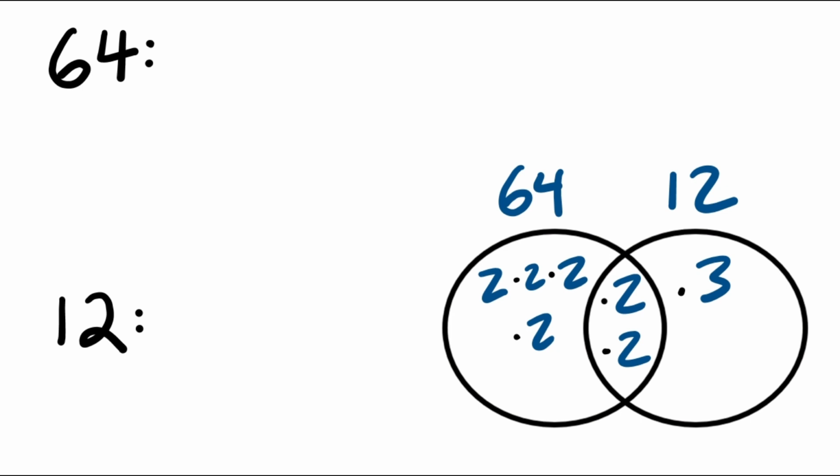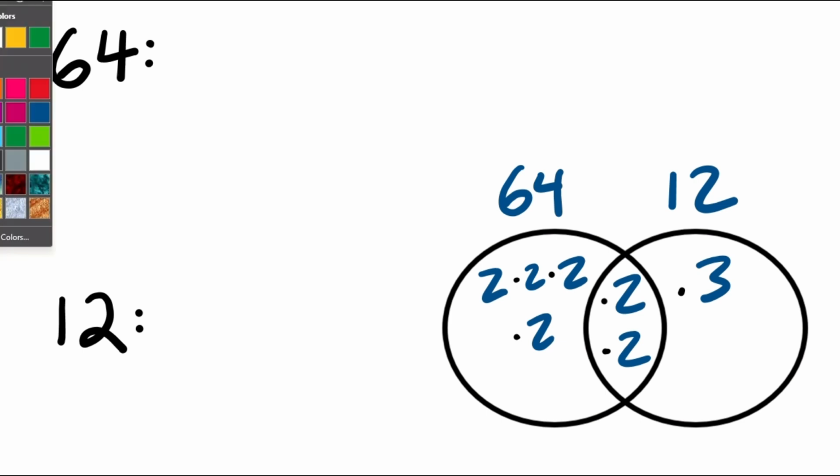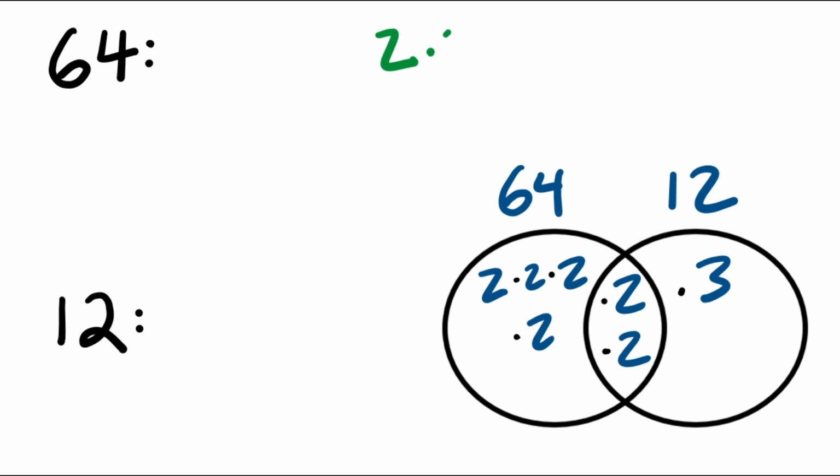So the ones that they have in common, we put in the middle because we only want to multiply them together once. And this theoretically should give us our least common multiple. Shall we try it? We shall. Let's do it. Hold up, I'm going to put it up here. So we got 2 times 2 times 2 times 2 times 2 times 2 times 3, right?